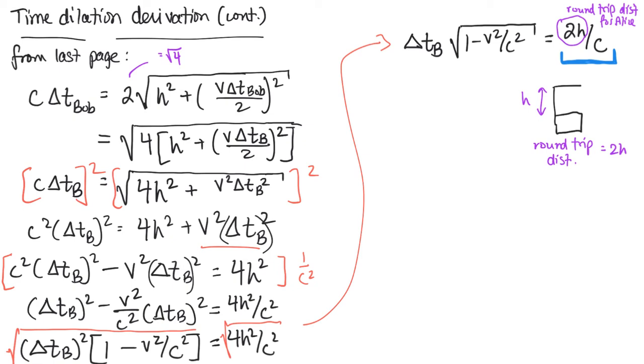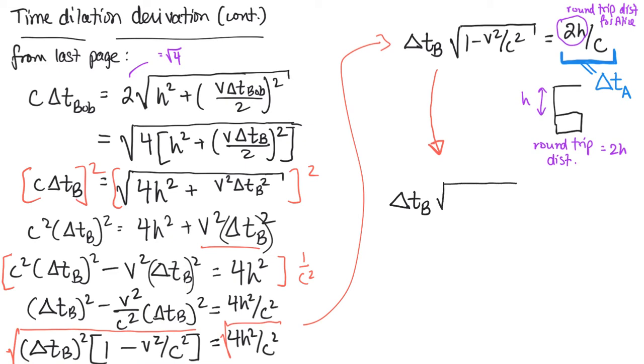And if we take a distance and we divide it by a speed, we get a time. Okay, so this 2h over c is actually the time it takes, as measured by Alice, for her clock to tick once. And we said that that was delta t Alice. So now we have an equation where on the left-hand side we have terms involving delta t Bob.